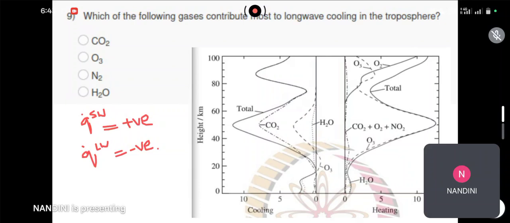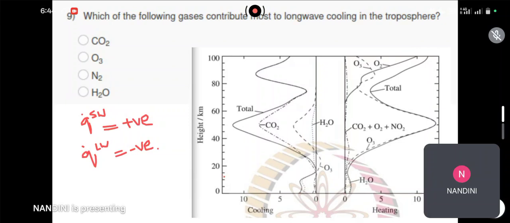In the question, we need to find which of the following gases contribute most to long wave cooling in the troposphere. The figure shows, with respect to height, how the heating and cooling profiles of different atmospheric components like water vapor, carbon dioxide, and ozone vary. The solid black line shows the net profile, putting all together, and the dotted dashed lines show the individual heating and cooling profiles of different compounds. We need to find which contributes most to long wave cooling in the troposphere, within 10 kilometers.